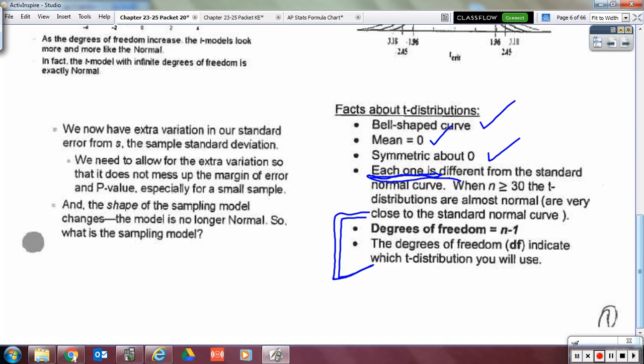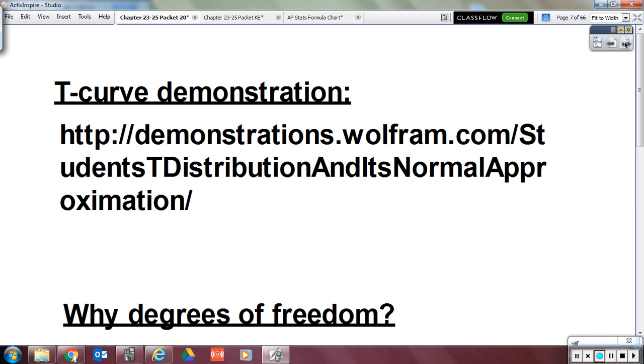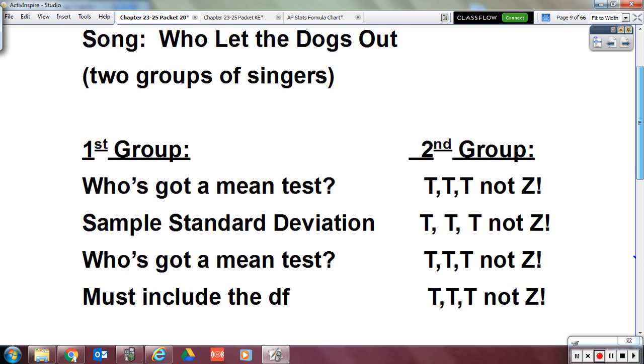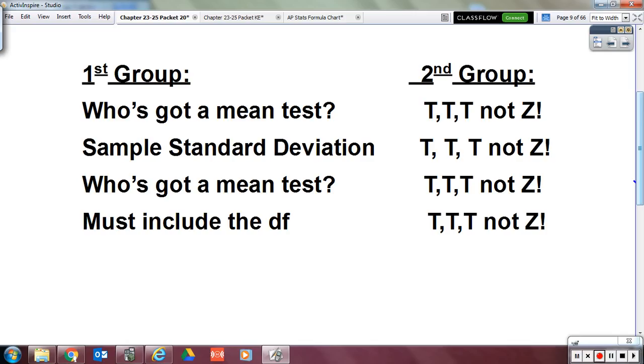So in summary, we got that we're doing means. We've got that we don't know the population standard deviation, so we have to use a sample one. Because of that, we have more variability, and therefore we use t-curves. And then we use this idea of degrees of freedom to tell us which t-distribution to do our computing on. All right, so with that summary in mind, let's go ahead and do our song. And this one is based on Who Let the Dogs Out, and it kind of takes us through the things that we've just talked about.